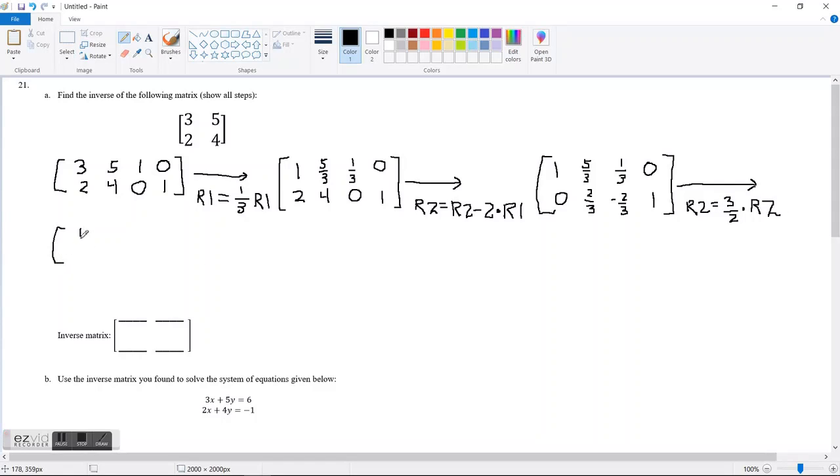So again, nothing's happening to the first row, so we can write it down unchanged. And then 3/2 times 0 is 0, 3/2 times 2/3 is 1, that was the whole point. 3/2 times negative 2/3 is negative 1. And then 3/2 times 1 is 3/2.